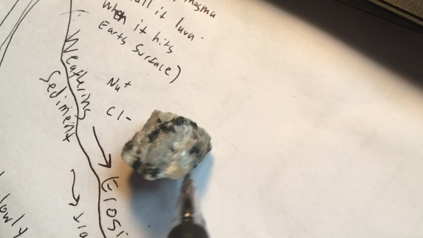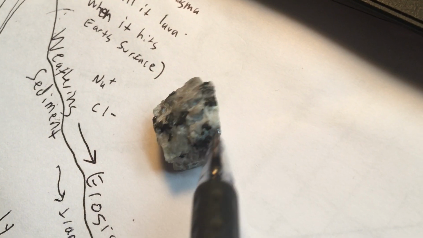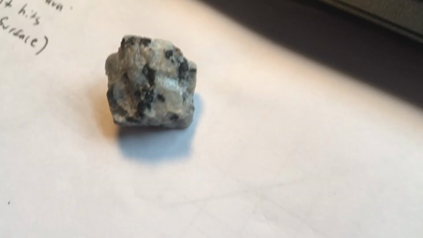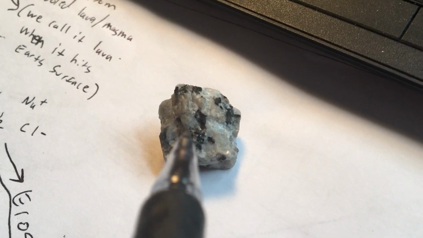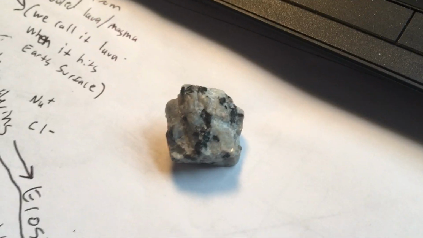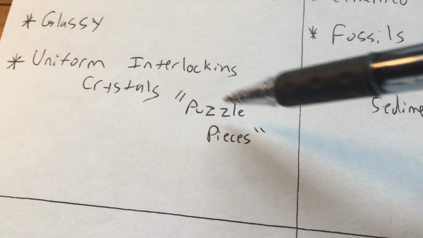large enough that, besides the fact that the magma's all cooled, they're all intertwined with each other, all intermingled with each other, and fit perfectly together. So the only way that this formed like that is if it came from that liquid magma, and therefore exhibits those uniform interlocking crystals, which are kind of like puzzle pieces.